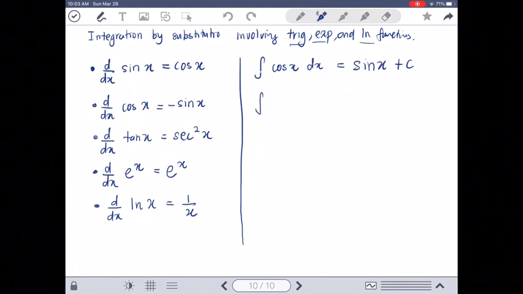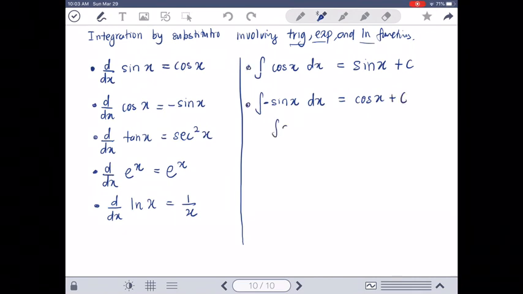If we integrate negative sin x with respect to x, we will get cos x plus c. Therefore, integration of sin x with respect to x will give negative cos x plus c.